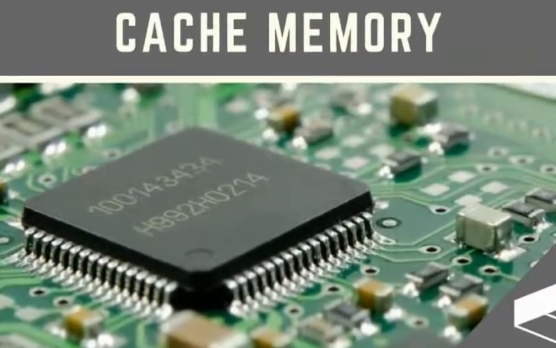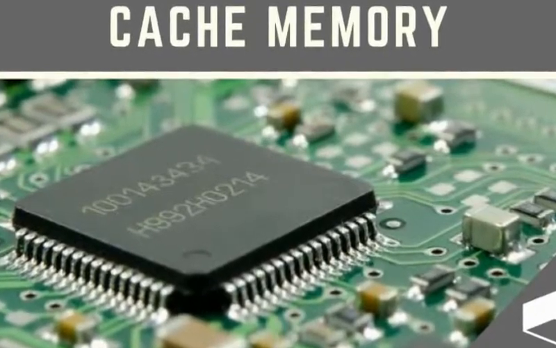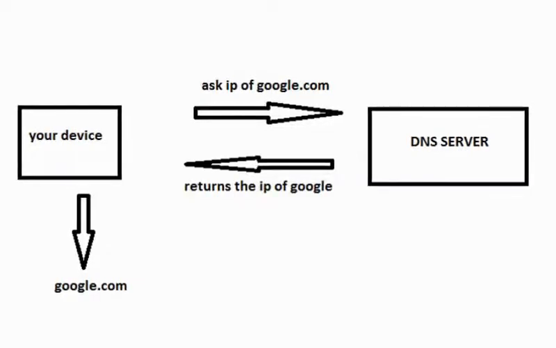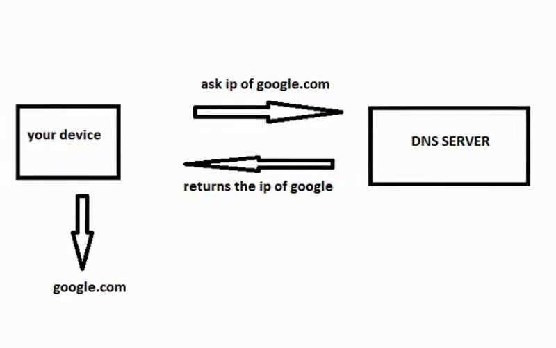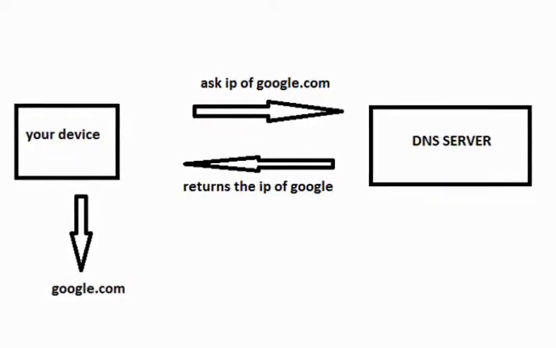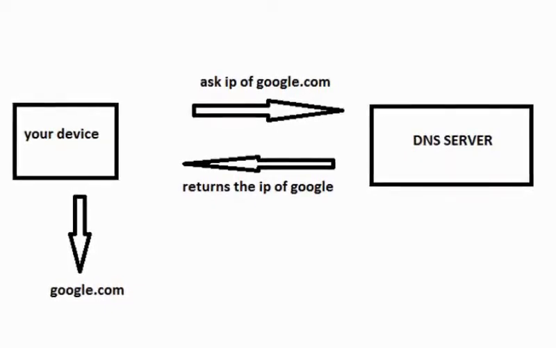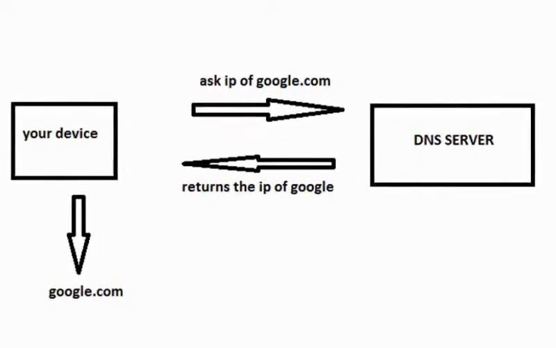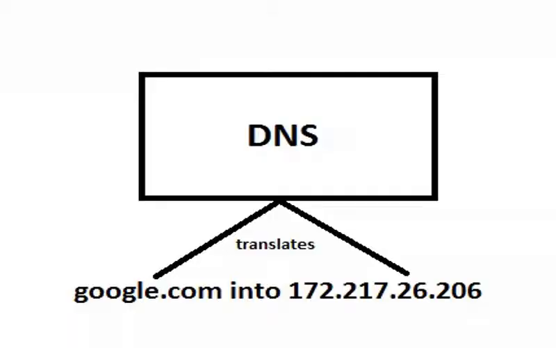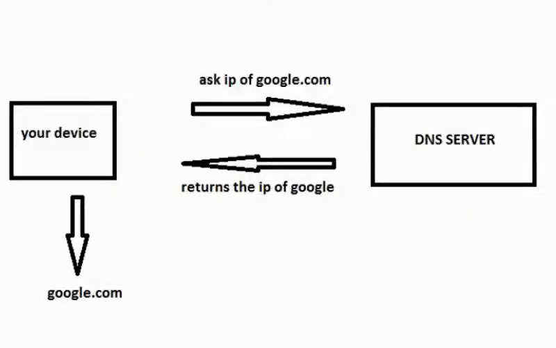If the IP address of google.com is in its own cache memory, then it will connect to the website through the ISP. But if the IP address is not in its cache memory, then the request will go to the DNS server. The DNS server gives the IP of google.com and then you will access Google. So, what DNS does is, it translates the website's name into an IP address. The DNS server knows the IP address of all websites.